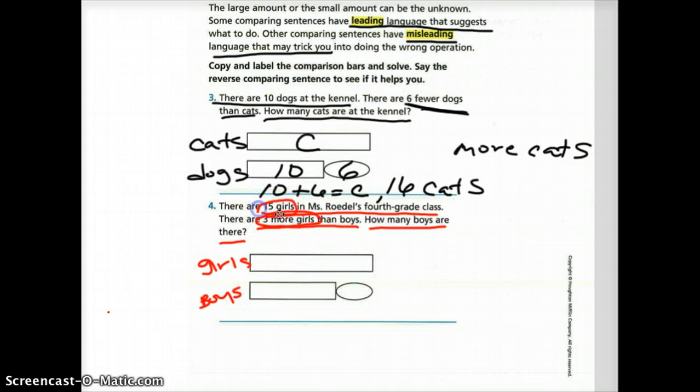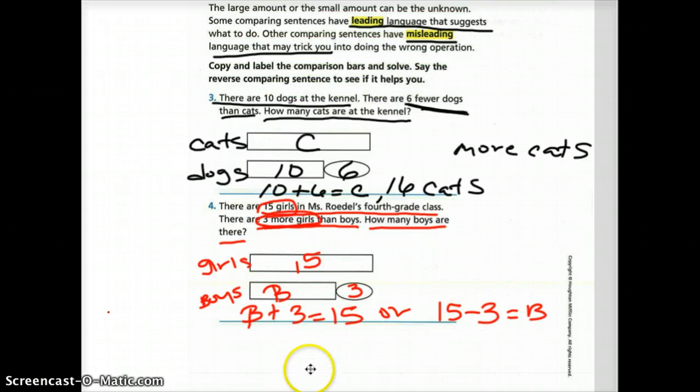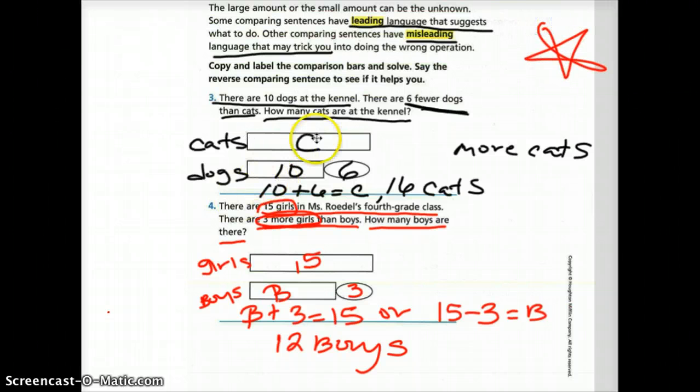And I know that there are 15. And I know there is a difference of 3. But I don't know how many boys. So that means B plus 3 equals 15. Or 15 minus 3 equals B. So then there's 12 boys. Okay. All right, raise your hand. Get a star for showing your work for 3 and 4.